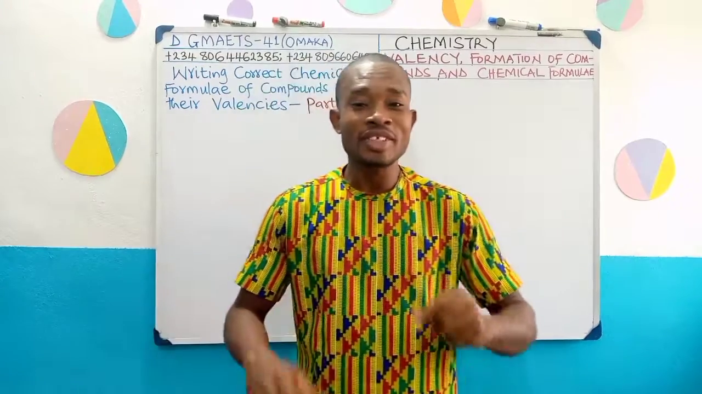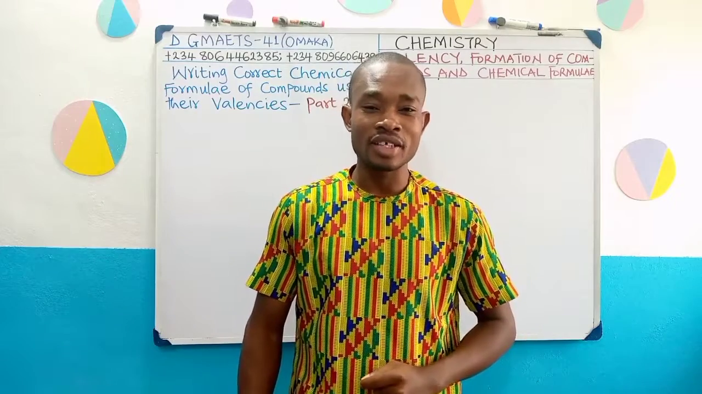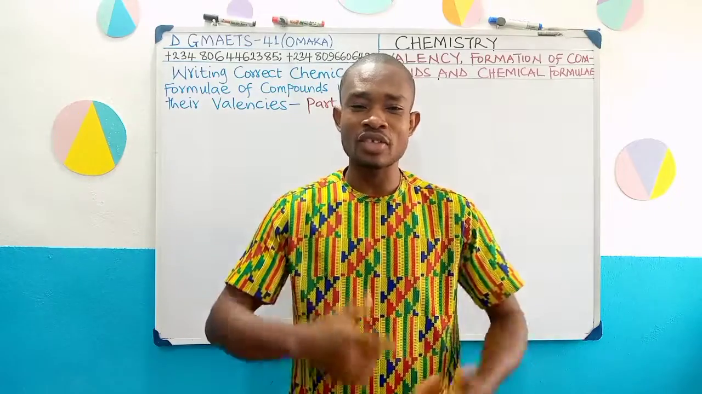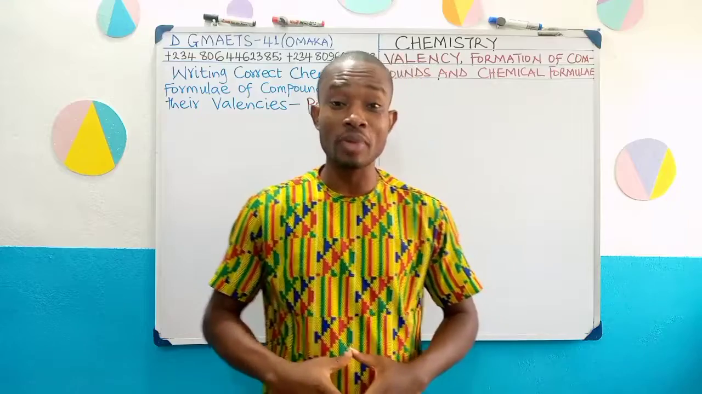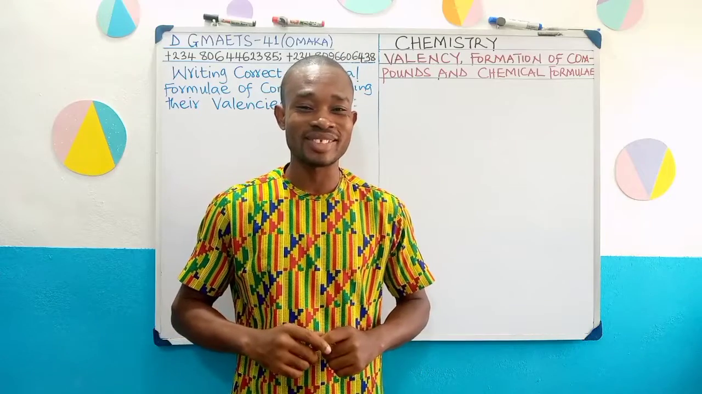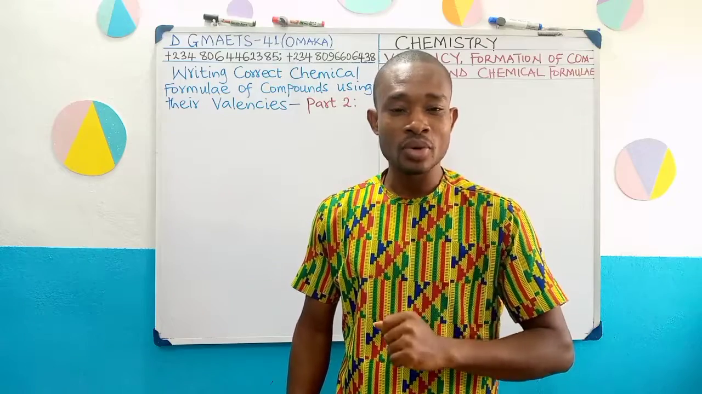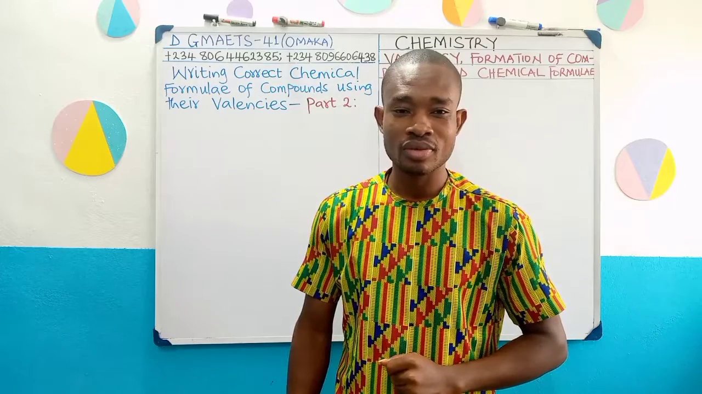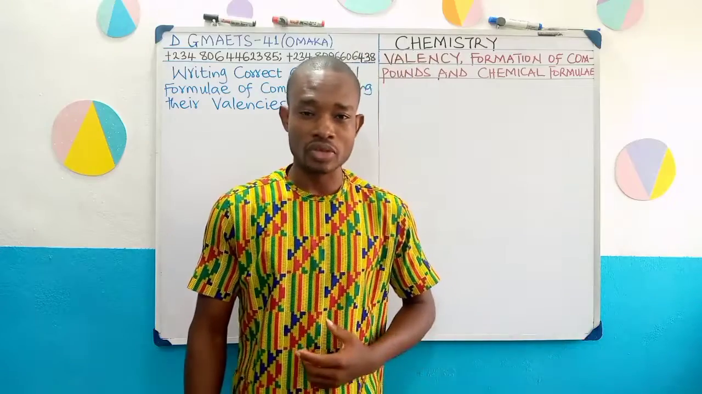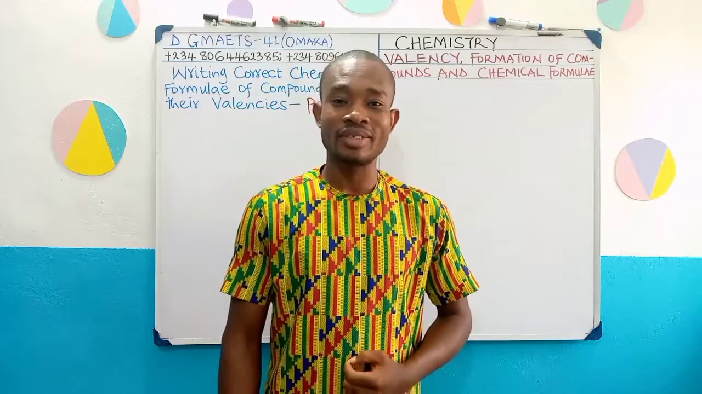In this video, let us use the knowledge of radicals and interchange of valencies to write the correct chemical formulae of a trinary compound. We are going to start first with a compound known as tetraoxosulfate 6. When you hear tetraoxosulfate 6, how is it being written?